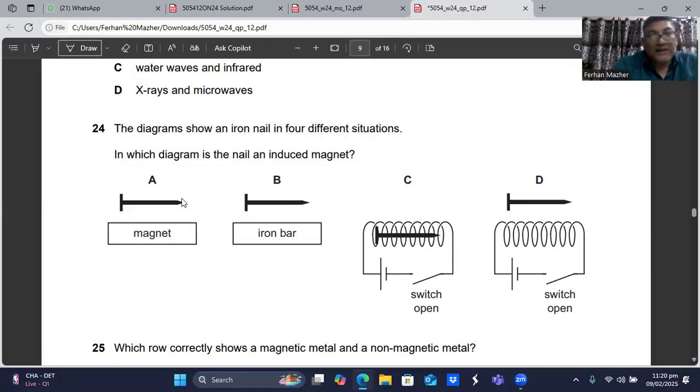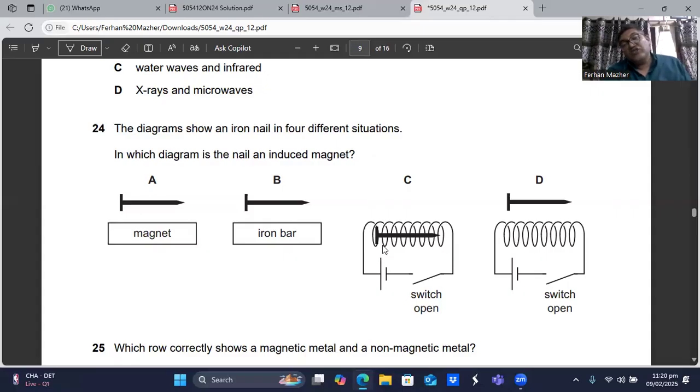Here you have placed the nail near a magnet, obviously. So due to magnetic induction, this nail will also start behaving like a magnet. Here you have placed the nail near an iron bar, so the nail will not become a magnet. It will not behave like a magnet.